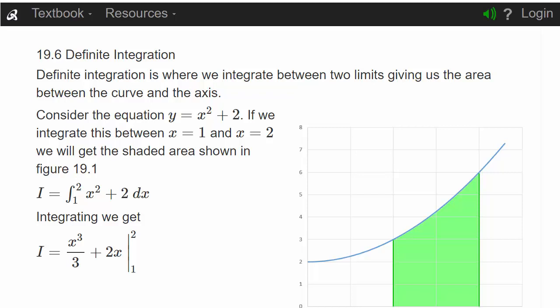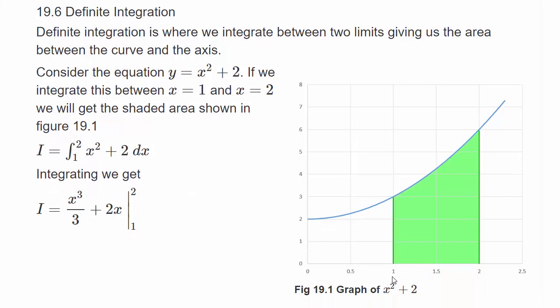Definite integration is where we integrate between two limits, giving us an area between the curve and the x-axis. So if we look at the equation x squared plus 2, we can integrate between any value we want. So we can integrate, for instance, between 1 and 2. It's the area shaded green that we're going to calculate.